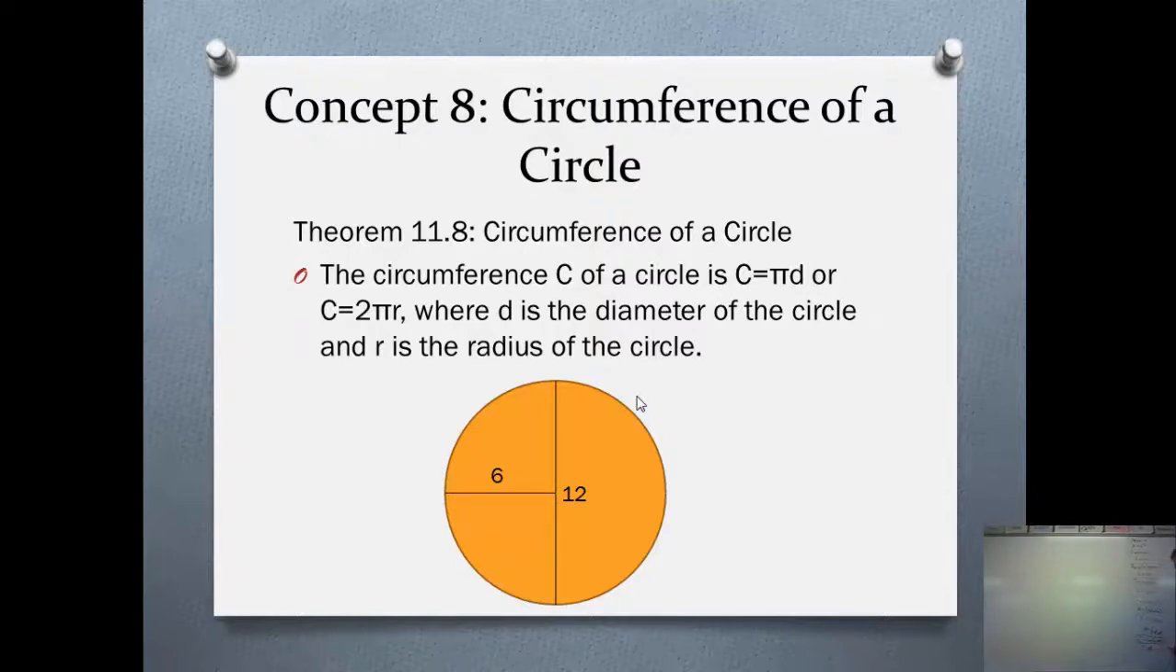Now it officially reads, the circumference of a circle is C equals pi d, or C equals 2 pi r, where d is the diameter and r is the radius. So if I look at the circle below, I could do it as C equals pi times 12, or I could have it as C equals 2 times pi times r, or 6. Either way, I would find the same circumference.